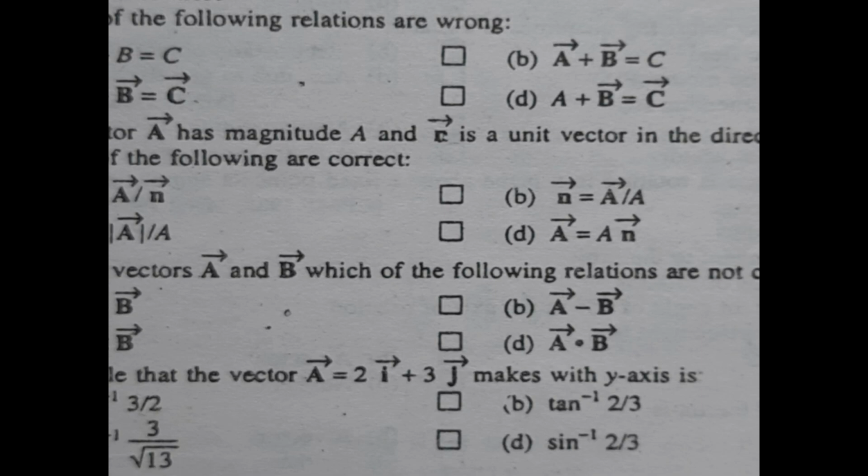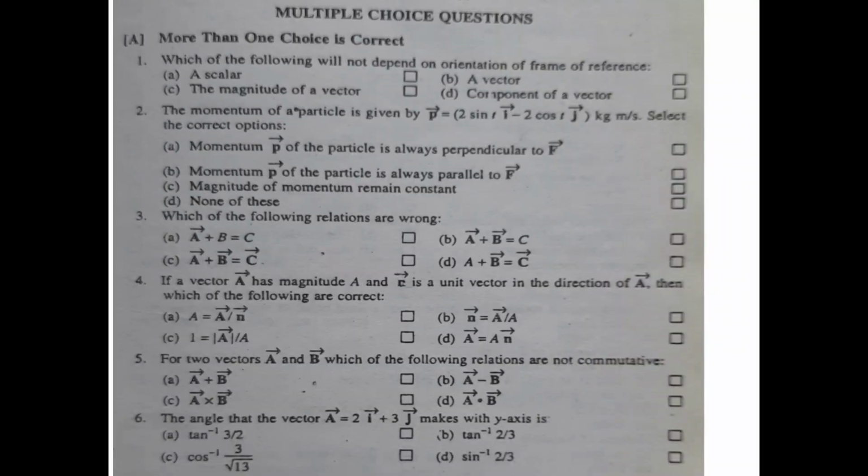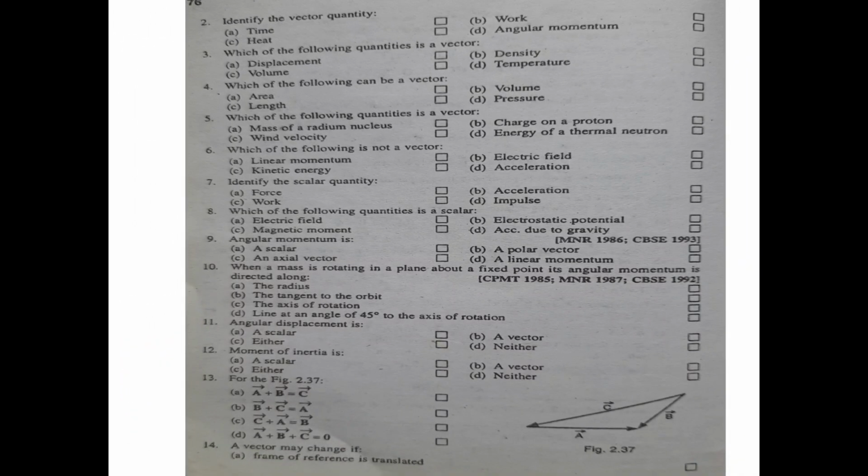Now sixth question is, the angle that the vector A equal to 2i plus 3j makes with y-axis is, option first, tan inverse 3 by 2, tan inverse 2 by 3, cos inverse 2 by root 13, and the last option is sin inverse 2 by 3. Similarly, next questions you solve one by one and give its answer.